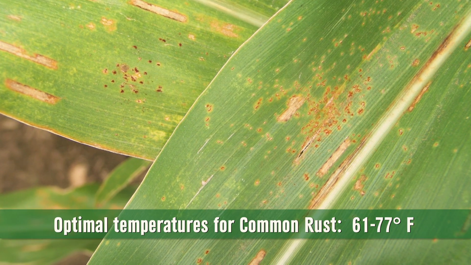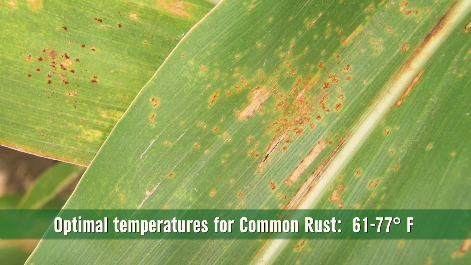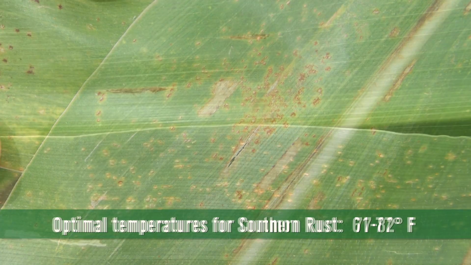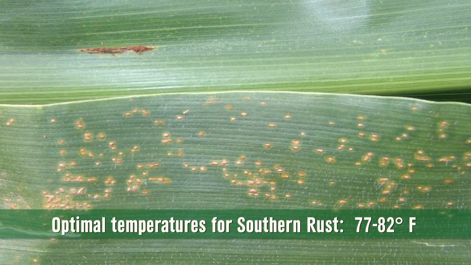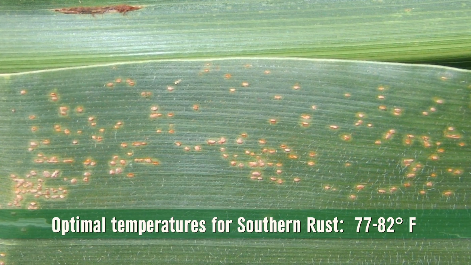Common rust tends to be developing more when we have cooler temperatures, maybe in the 60s and 70s. So we tend to see that one earlier in the season. However, southern rust tends to be later in the season because that pathogen prefers warmer temperatures in the 70s and 80s and sometimes higher. The pathogens that cause them produce spores that can be of two different colors.